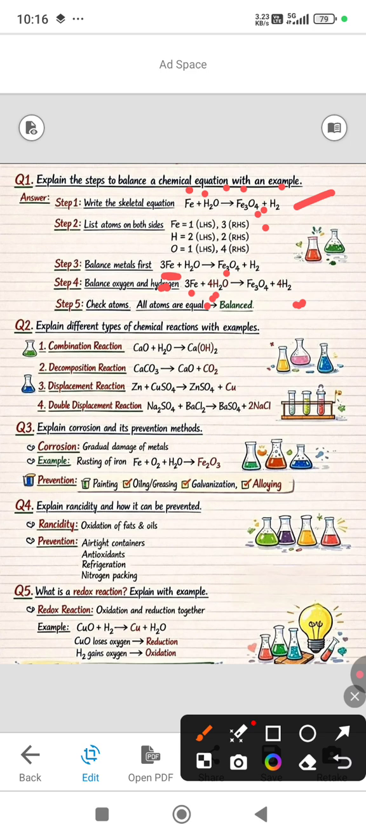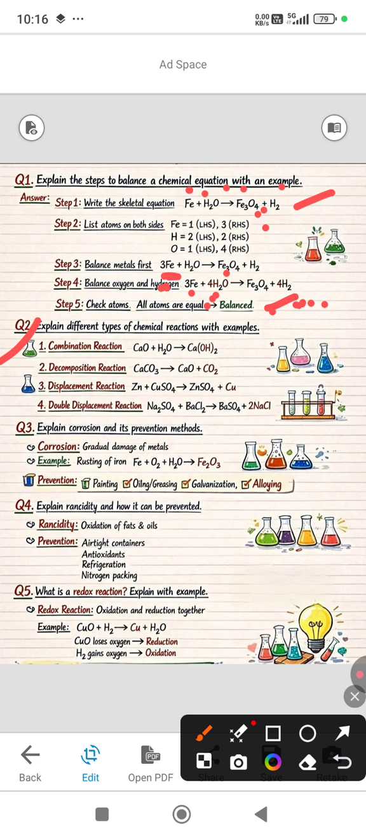Now the hydrogen atoms are balanced. Oxygen atoms are also balanced here. Here O4 and here O4. So the number of atoms are balanced, so the equation is balanced. Step 5, now check the number of atoms. If all atoms are equal on the reactant and product side, then the equation is balanced.